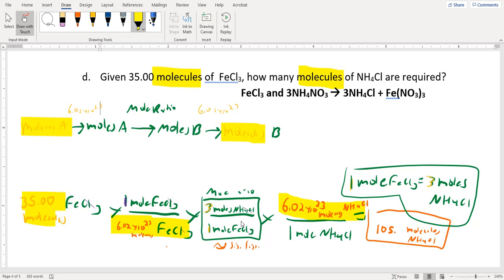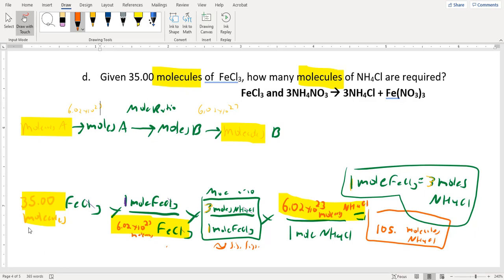Notice it's the same ratio since we're using the same balanced equation. And we're still converting it back into molecules of B, so we need Avogadro's number. And our final answer is 105 molecules.